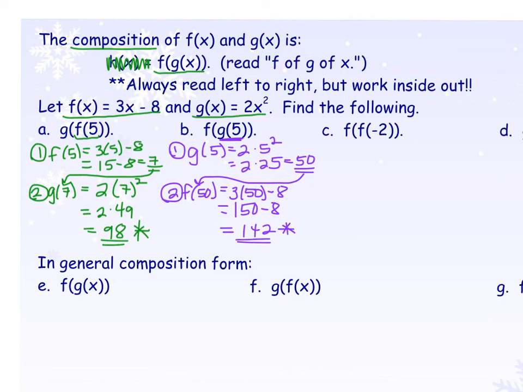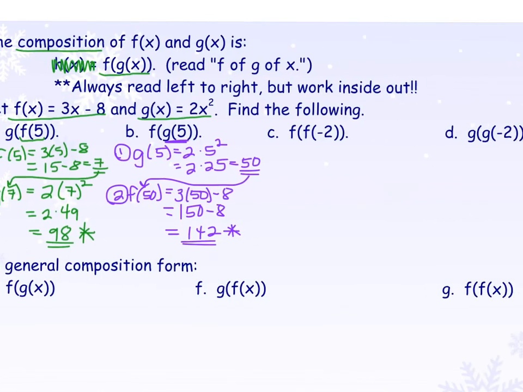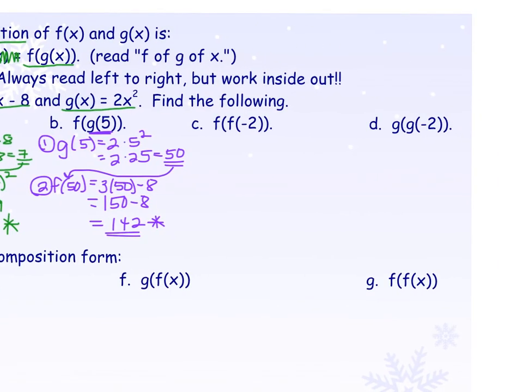Notice in example C, we have f of f of negative 2. What that means is we're going to plug the value for our answer back into itself. How strange is that? Well, let's see what we get. We're going to evaluate f of negative 2. That's step 1. If x is negative 2, and we take 3 times negative 2 minus 8, 3 times negative 2 is negative 6, and if we subtract 8, we get negative 14.